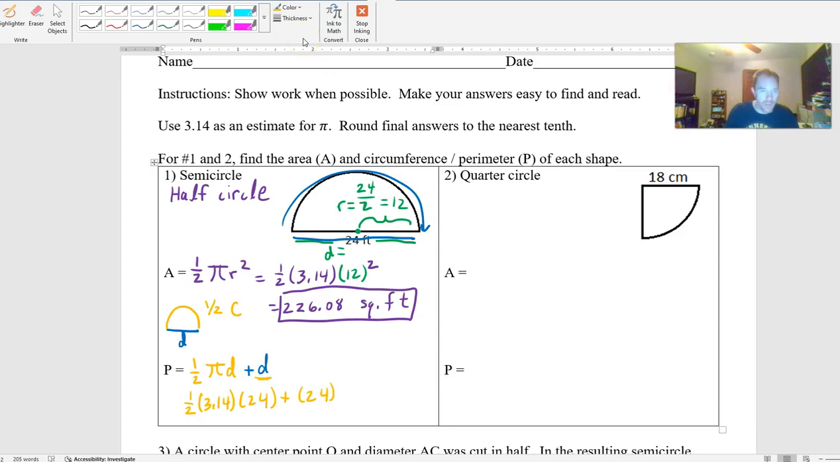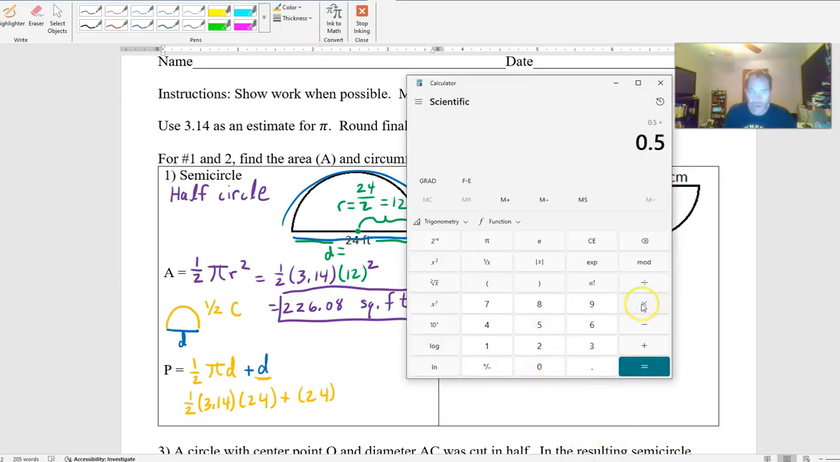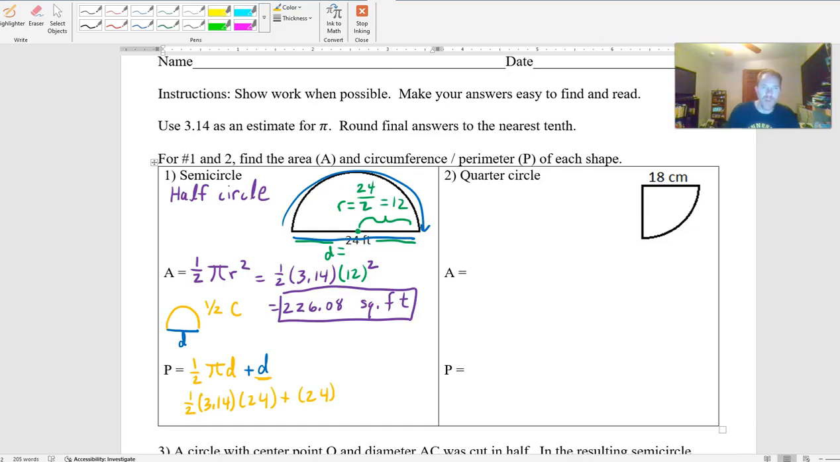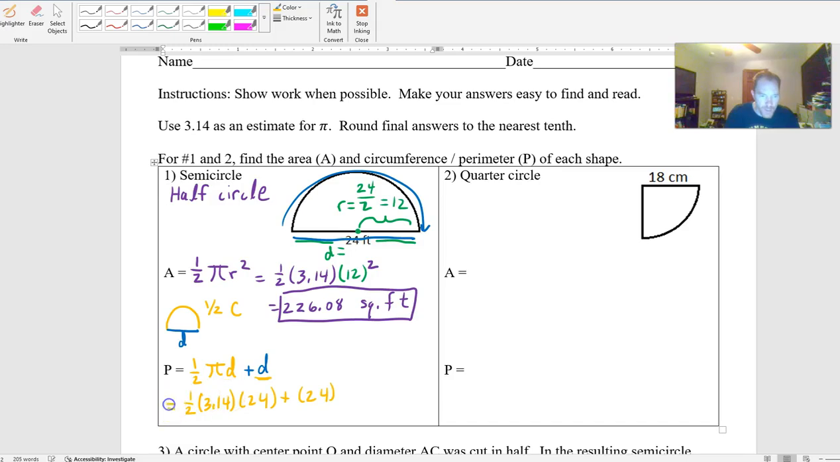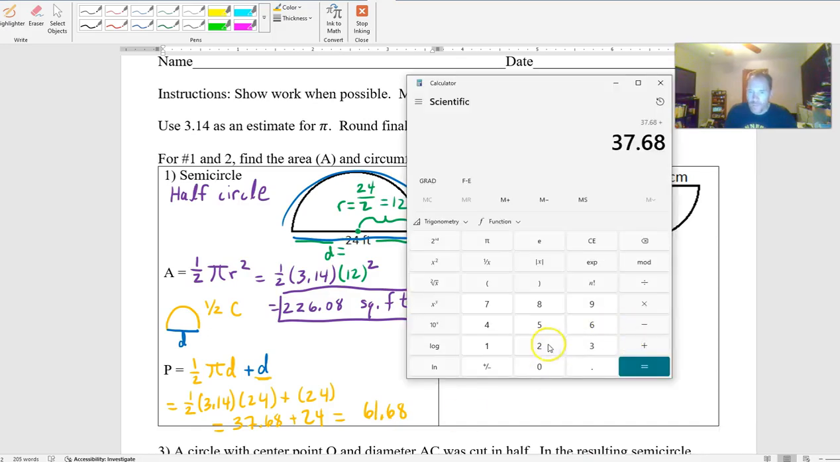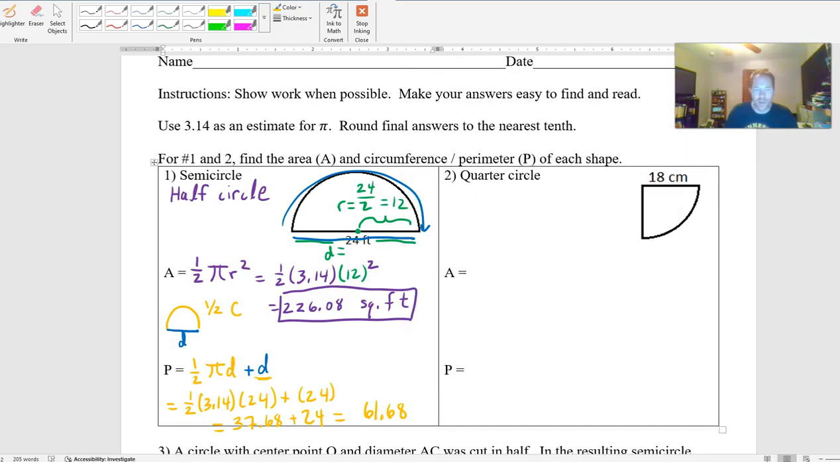So let's go to the calculator with that first part there. I'll break it into pieces here. So the half, 0.5 times 3.14 times the 24, that's 37.68. All right. Throw in some equal signs here. 37.68. And then plus 24, I should be able to do this in my head. I believe that's going to give us 61.68. Let's just double check that. Plus 24, 61.68. There you go. And so that would be your perimeter. In this case, that would be measured in feet.